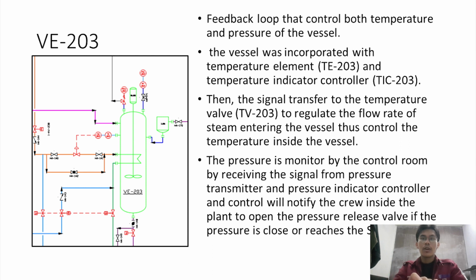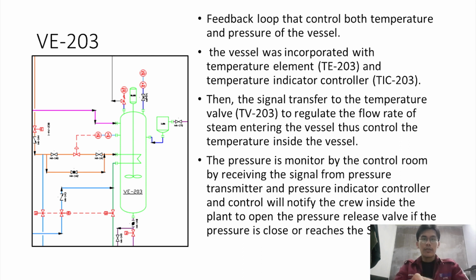Vessel 203 controls the temperature of the vessel by using temperature element 203 and temperature indicator controller TIC203. Then the signal is transferred to the temperature valve to regulate the flow rate of the steam entering the vessel, thus controlling the temperature inside the vessel.